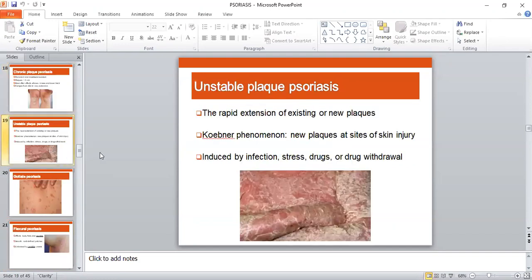Unstable plaque psoriasis. This is unstable plaque psoriasis. There may be rapid extension of existing plaques or new plaques, and the Koebner phenomenon, new plaques at the site of skin injury induced by infection, stress, and drugs or drug withdrawal. These are all aggravating factors of the disease. Unstable psoriasis will present in this manner, and patients have this all over. This is macerated skin, scaly and erythematous skin. This is unstable or erythrodermic psoriasis.